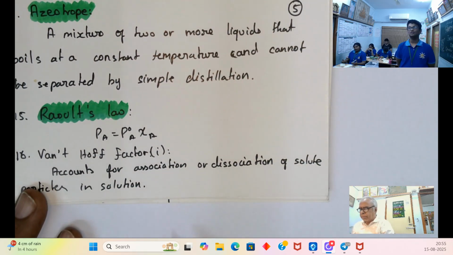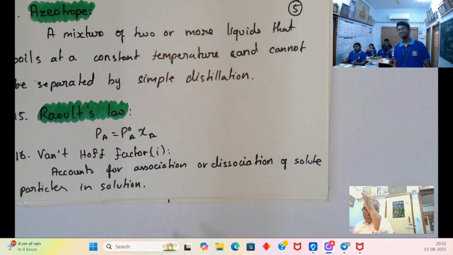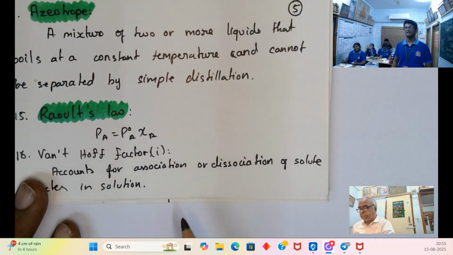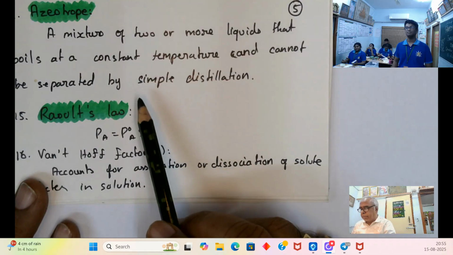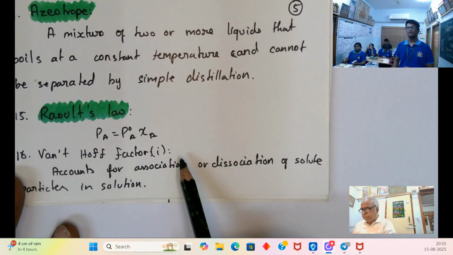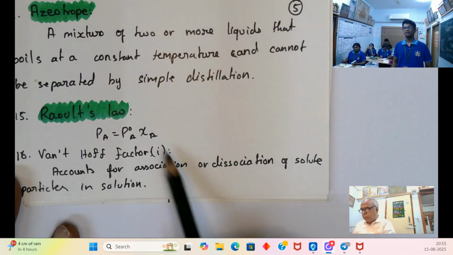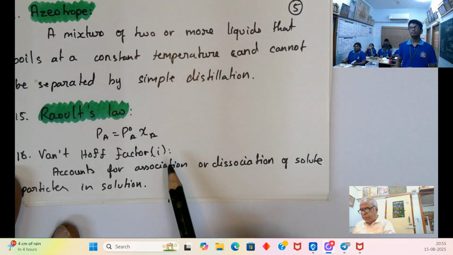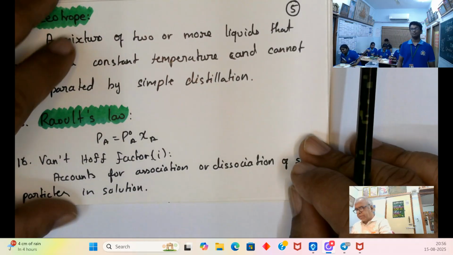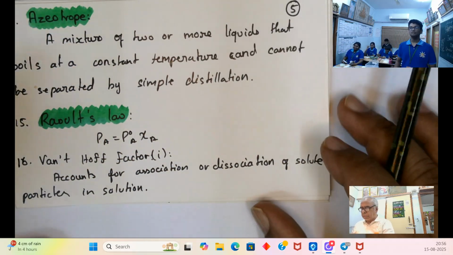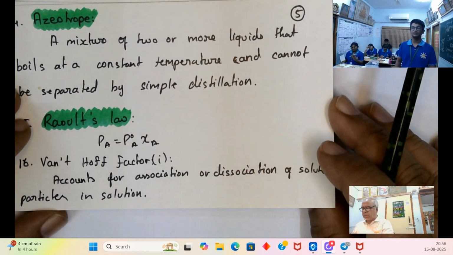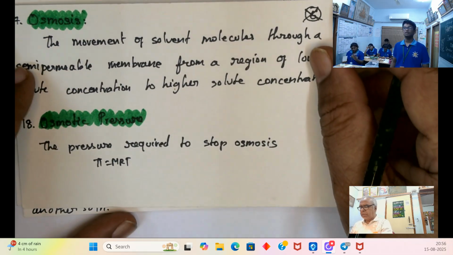Azeotrope: a mixture of two or more liquids that boils at a constant temperature and cannot be separated by simple distillation. Raoult's law: PA is equal to PA naught into chi A, where PA naught is the vapor pressure of pure component A. Van't Hoff factor accounts for association or dissociation of solute particles in solution.